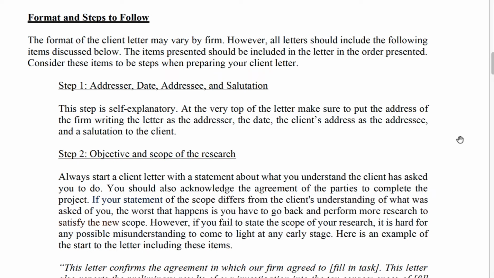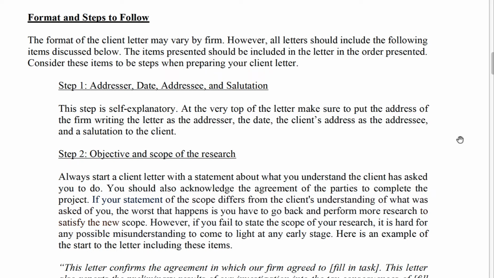So first step, step 1, is to have an addresser, a date, addressee, and salutation. So basically, it's self-explanatory. The top of the letter, in the middle, or formatting up to you, but you want to have the addresser. You're the addresser, you and your firm. Then you want to have the date. Then you want to have the addressee. That's going to be the client, and the salutation, dear Mr.